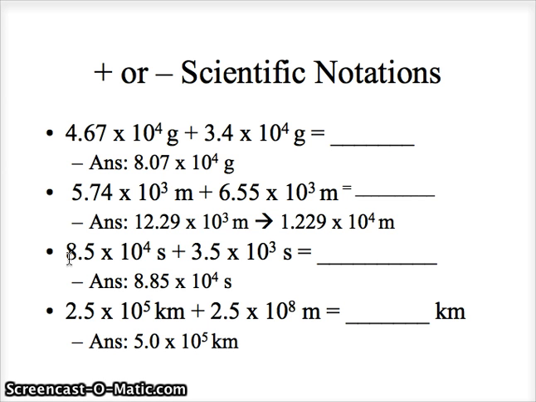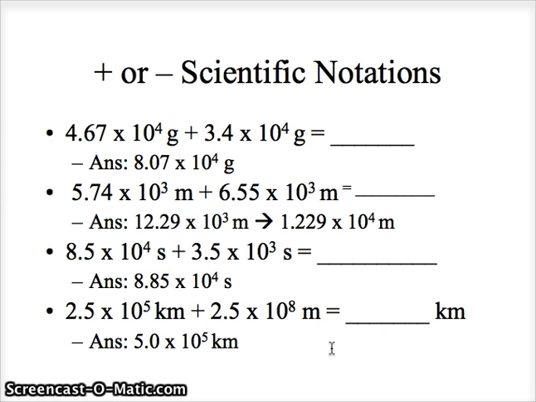Now the fourth bullet is a little bit more challenging, seeing that the units are not the same and the exponents are not the same. So the first step is to change the units so they do become the same. So let's say we look at the answer and we know that the answer has to be measured in terms of a kilometer. So in that case, we've got to convert the meters to kilometers from the term 2.5 times 10 to the 8th meters.